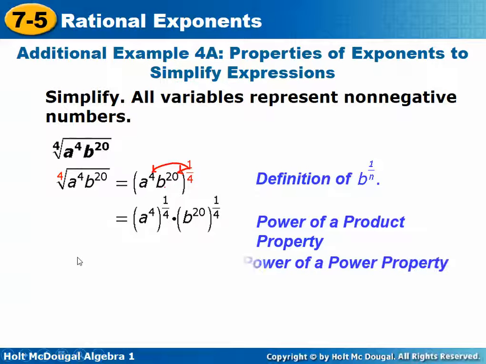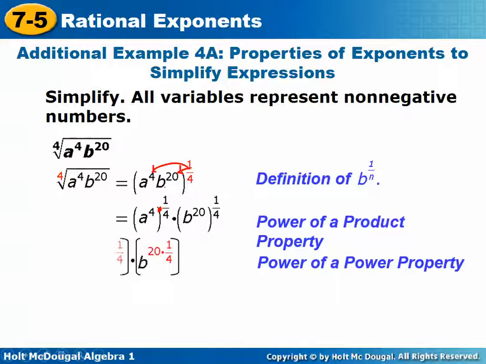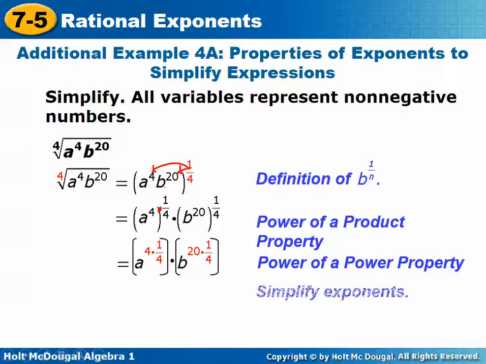And then our power of a power property says that we should multiply these exponents. So 4 times 1/4 is 1, and 20 times 1/4 is 5. So this all will simplify to a to the 1 times b to the 5th. So these are kind of fun to do. This whole mess simplifies to a times b to the 5th.